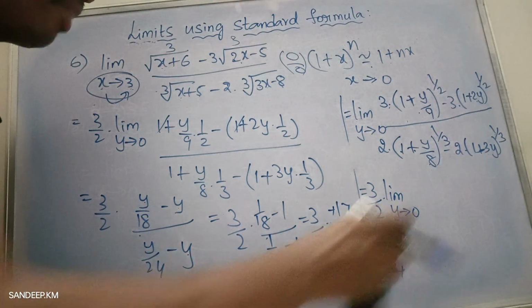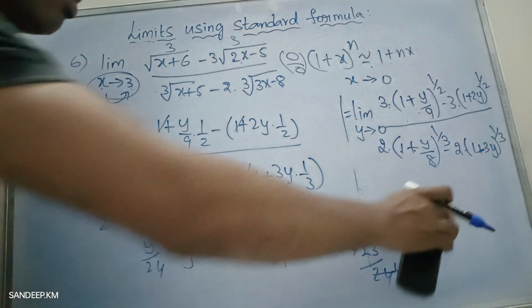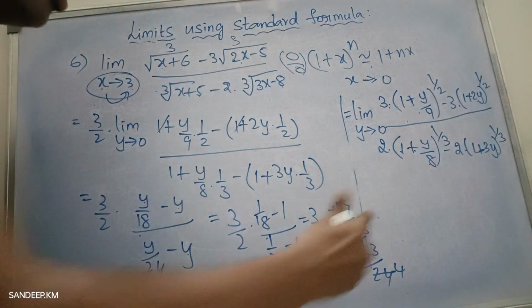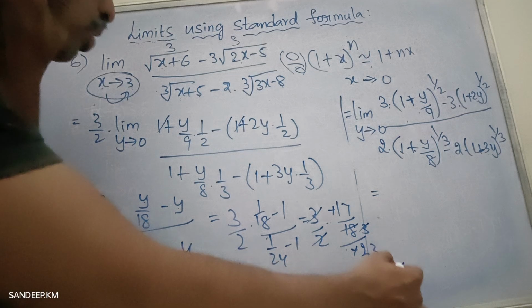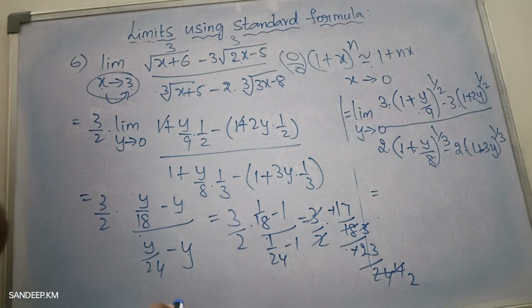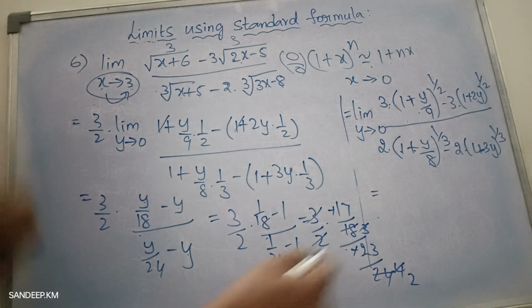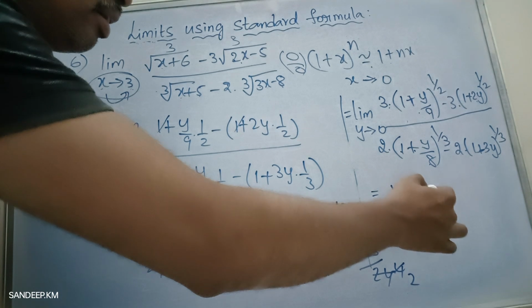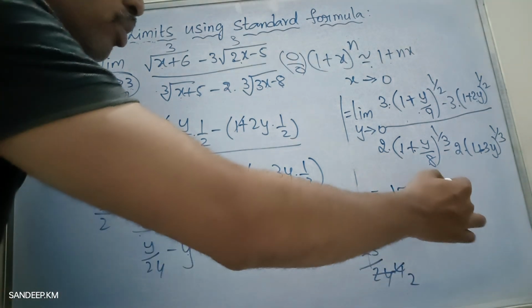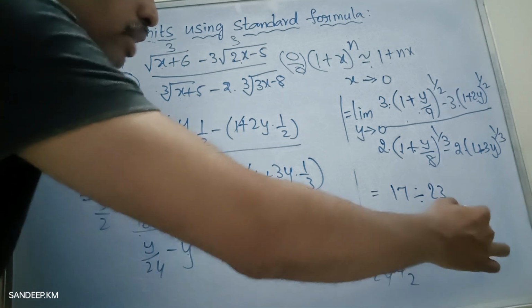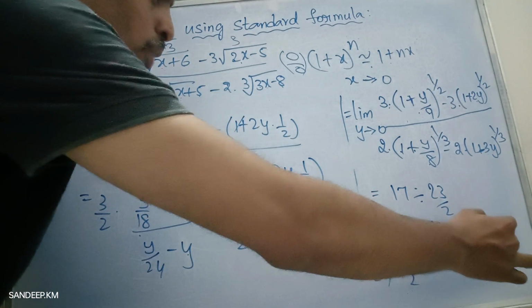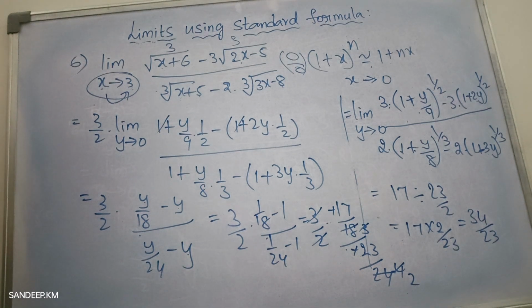Okay, so let me simplify it. So 3 1s are 3, 1s are, and then 2 1s are, 2 2s are. Okay. So finally, what is the answer that we have got? 17 divided by 23 by 2, that is 17 into 2 by 23. The answer is 34 by 23. So that is the answer, dear students.